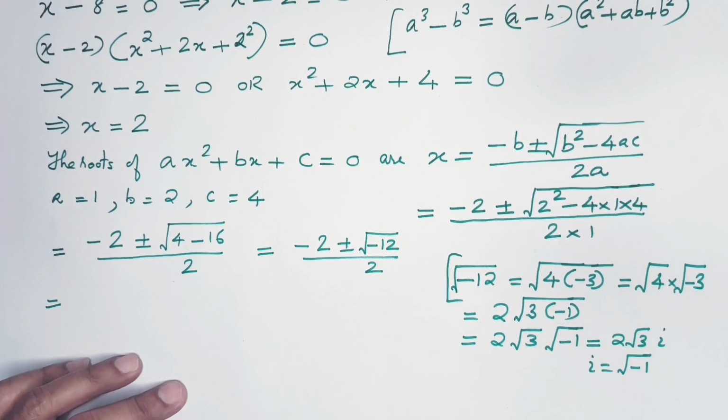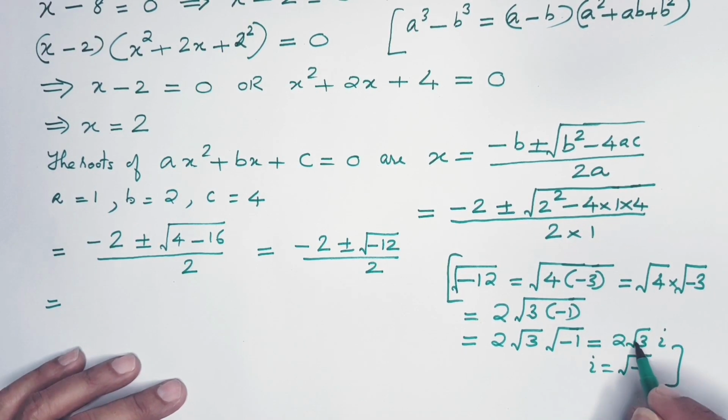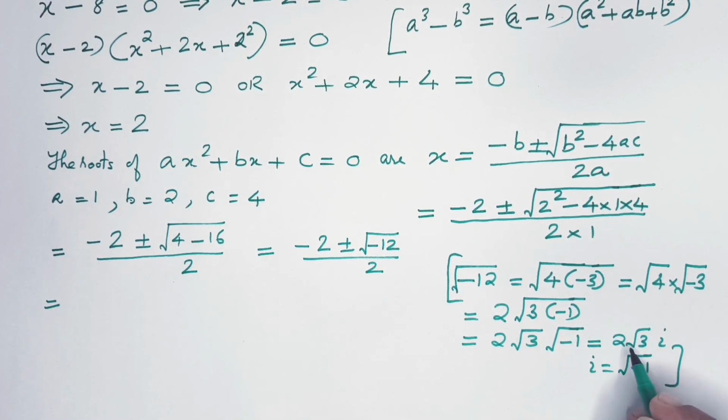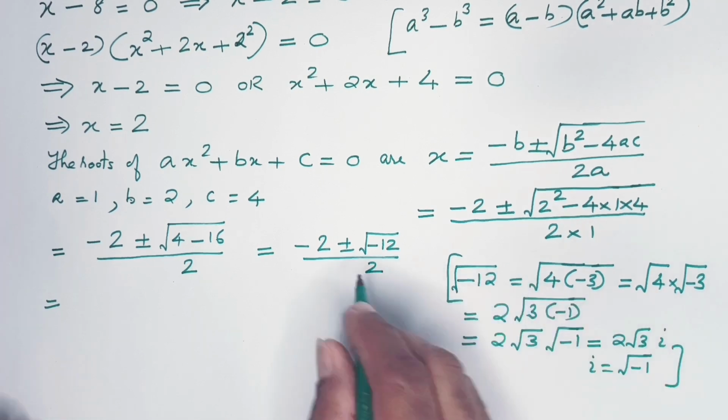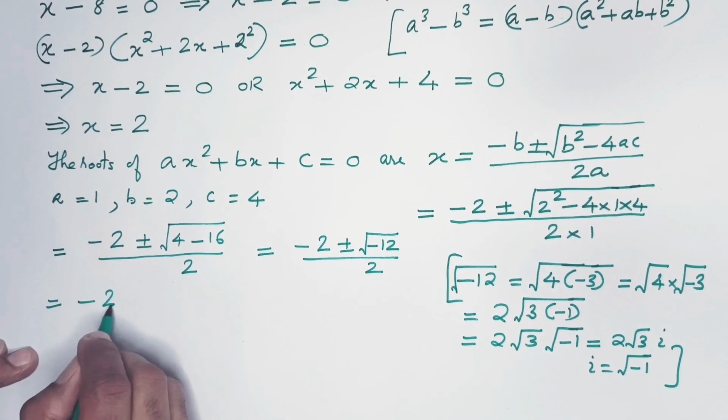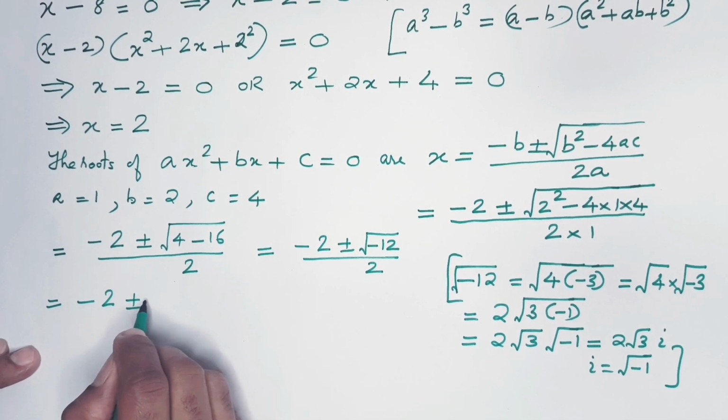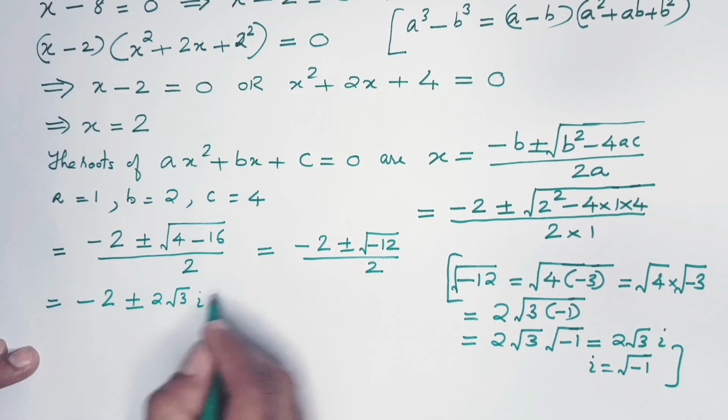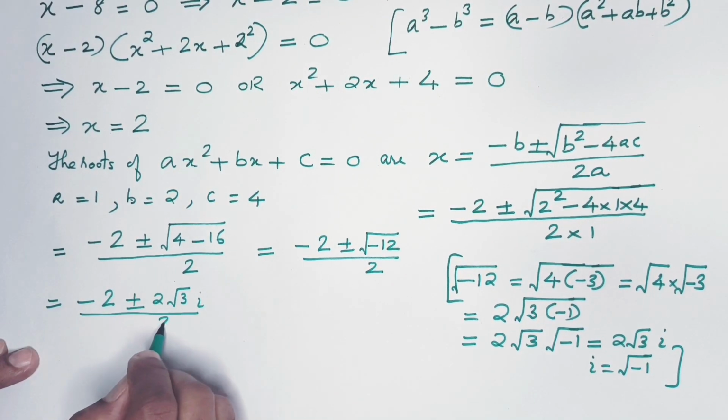It's an imaginary number. Let me substitute the value of the square root of minus 12 as 2 root 3 i here. So you have minus 2 plus or minus 2 root 3 i, that is the value of this thing, the whole divided by 2.